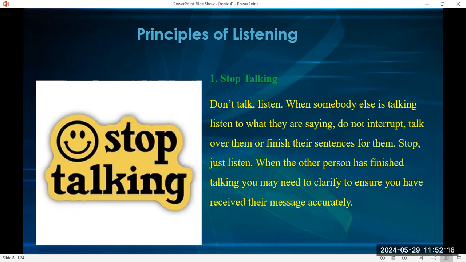So when somebody else is talking, listen to what they are saying. Do not interrupt them. Do not interrupt people when they are talking. People talk differently. There are people who will take time explaining something, beat around the bush before they get to the point. Don't stop them and tell them to say it quickly.